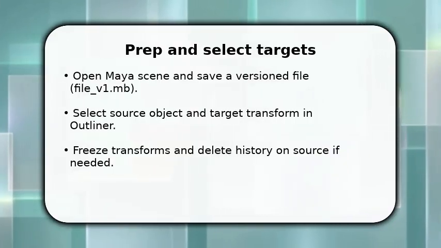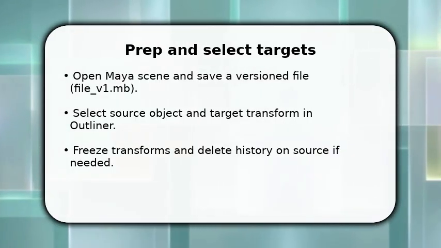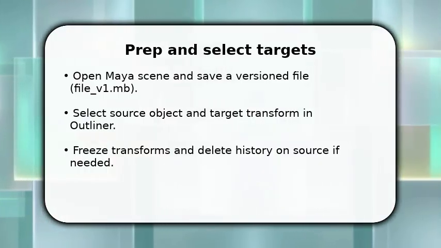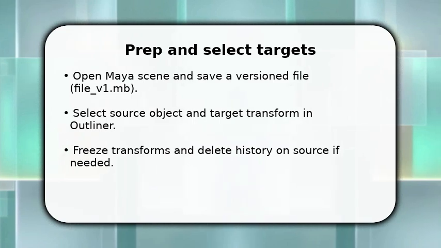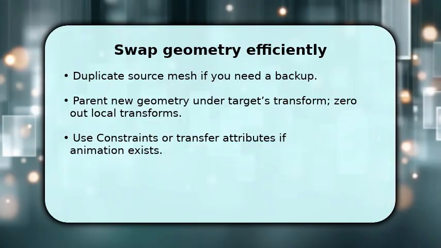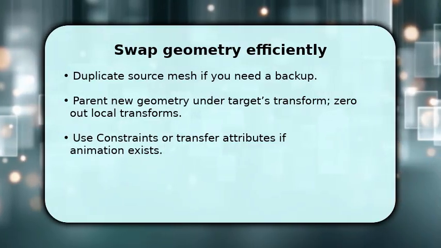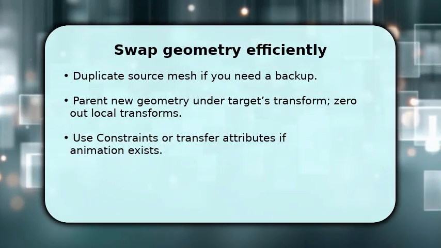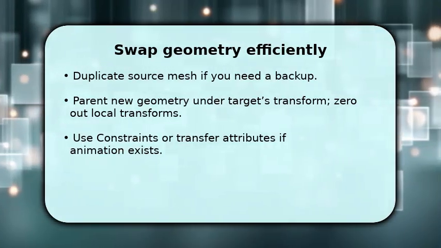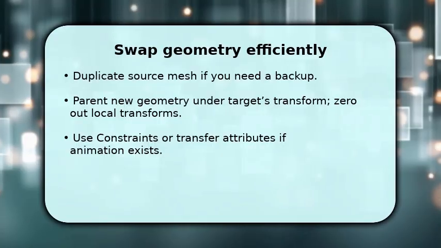Once done, match the target's transform to the source using point, rotate, and scale values so the replacement will land correctly. Now perform the actual swap. Duplicate the source mesh for backup, then parent the new geometry under the target's transform node so it inherits position and rotation. Zero out local translates, rotates, and scales on the child so it aligns precisely.